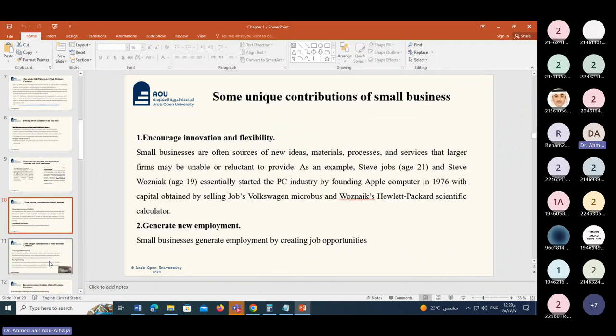Now let's discuss some of the unique contributions of small businesses. What can small businesses help with? The first factor: encourage innovation and flexibility. I already mentioned that small businesses can help by offering products and services, sometimes unique services and unique products that maybe other companies cannot offer.